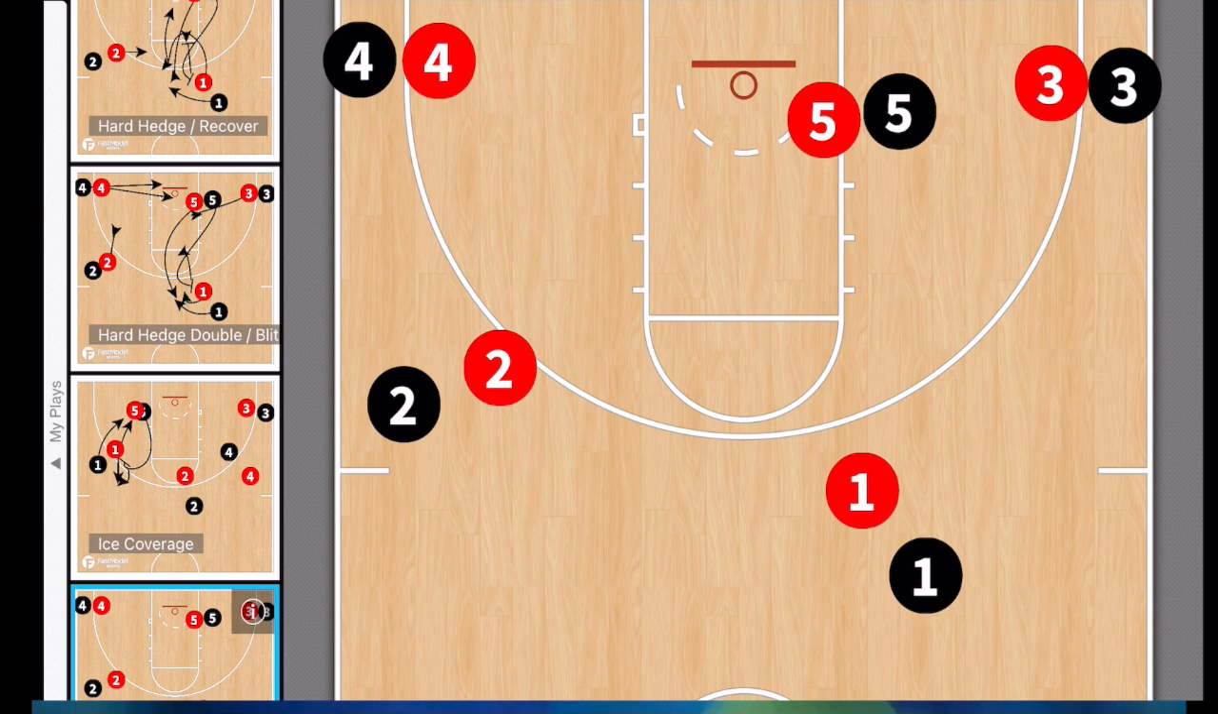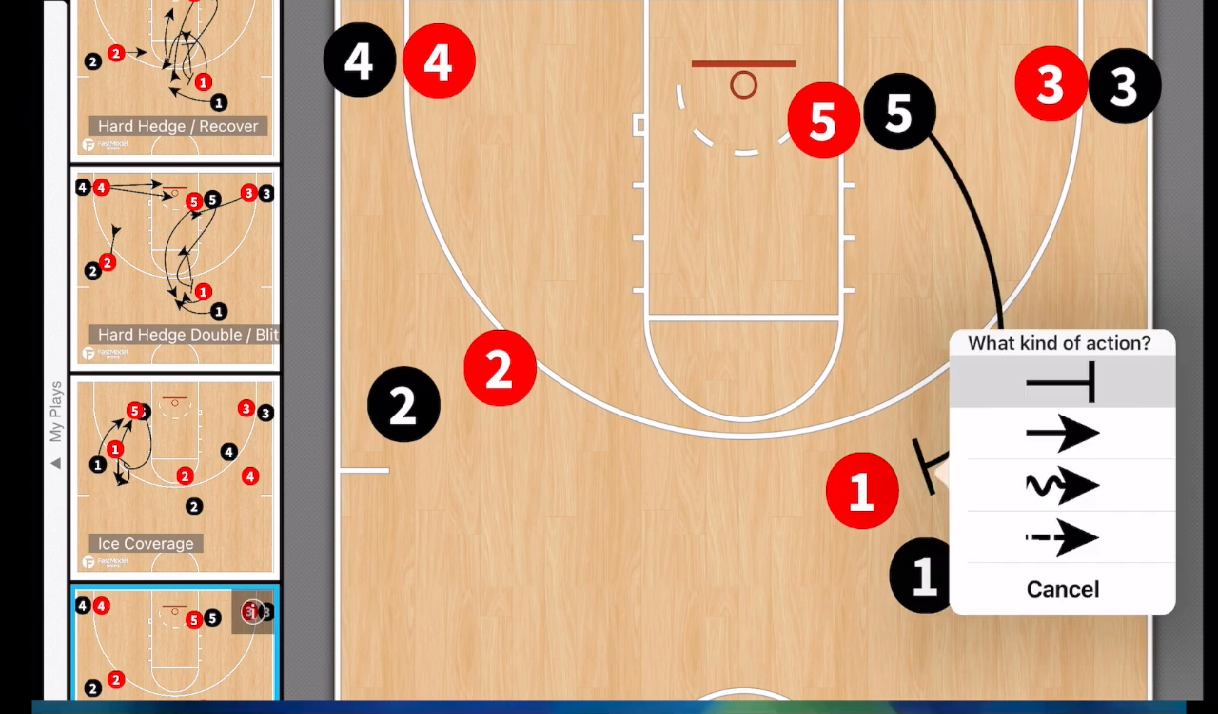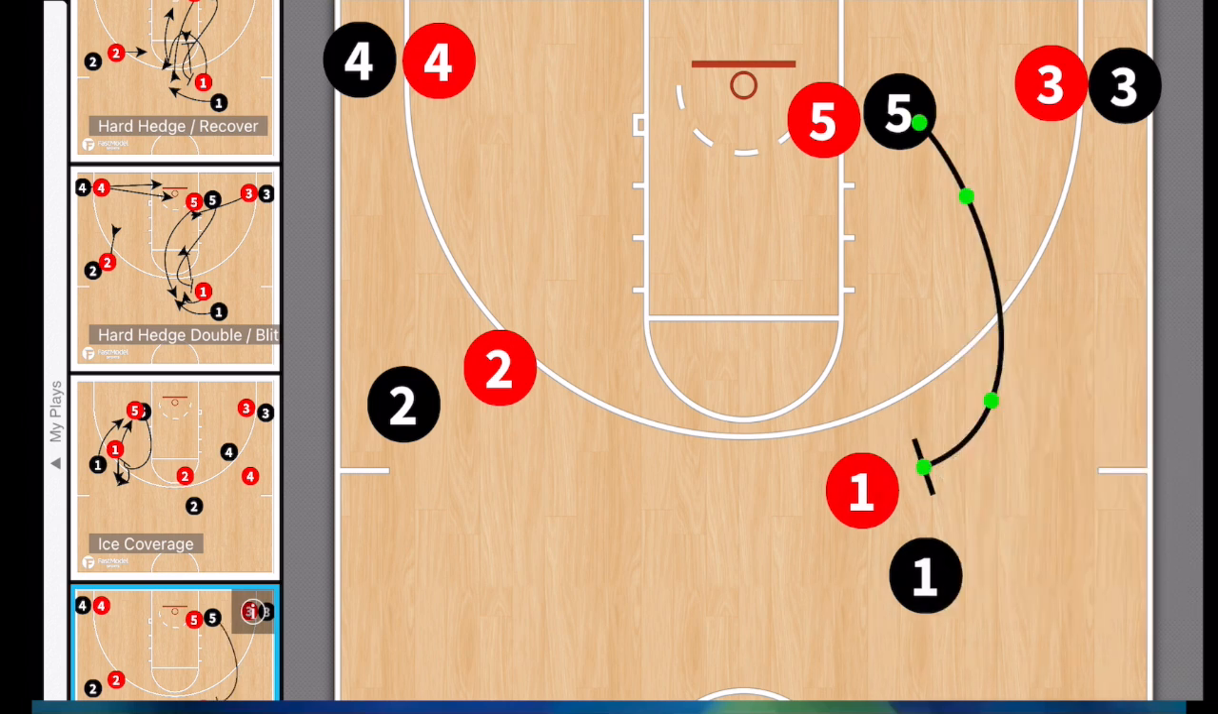You're going to notice that this is very similar to drop coverage, but it's tweaked significantly in a way that I think can help a lot of teams. So here, let's start with the 1 again at the top of the key with the ball, and the 5 comes up to screen. Let's just have them screen this way. It doesn't really matter, but either way, it shows what's going on. It's a little bit of a combination between drop defense and switch defense. There's a lot going on here.